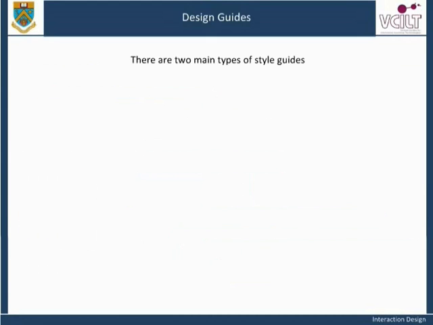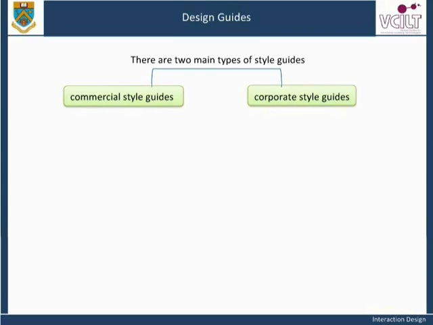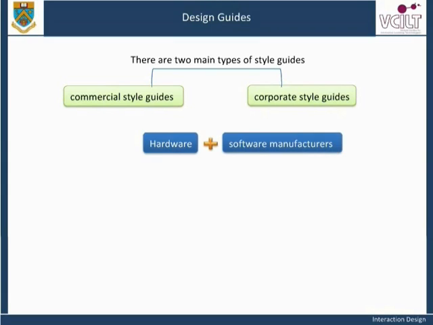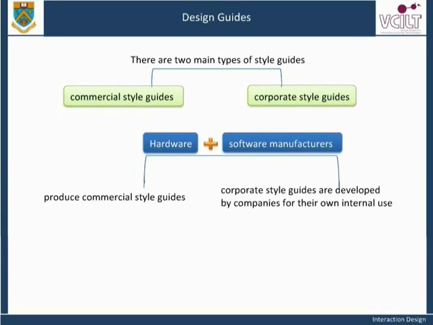There are two main types of style guides: commercial style guides and corporate style guides. Hardware and software manufacturers produce commercial style guides, and corporate style guides are developed by companies for their own internal use. The advantage of using these guides is to enhance usability of a product through consistency.